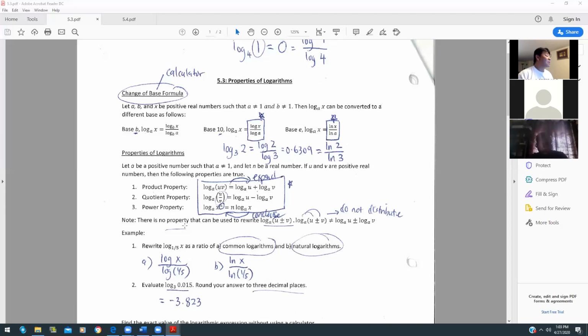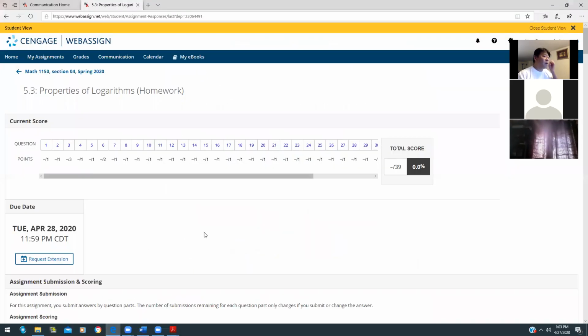And there's one note here: there is no property for plus. So please do not distribute that. When you have log of u plus v, don't distribute it to log u plus log v, because if you distribute it, you get it wrong. So I just want to point out to you guys, do not distribute your log in your work here. So let's take a look at the question. What question again?